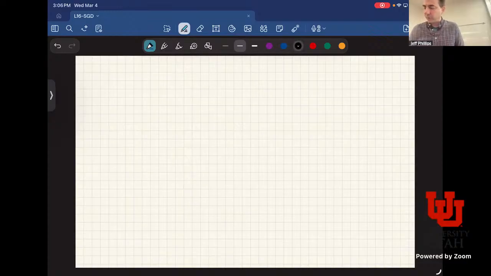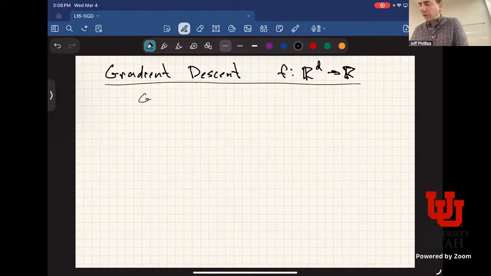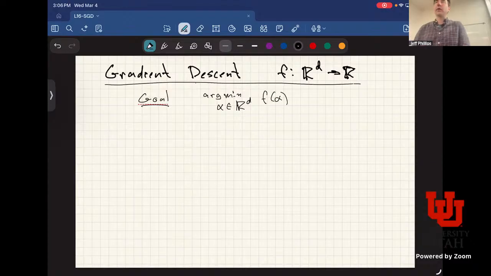All right. So we're talking about gradient descent, and we've been talking about it for a function that goes from R^d to R. With this, remember our goal was to be able to use this algorithm to find the argmin over the parameters alpha in R^d for this function.